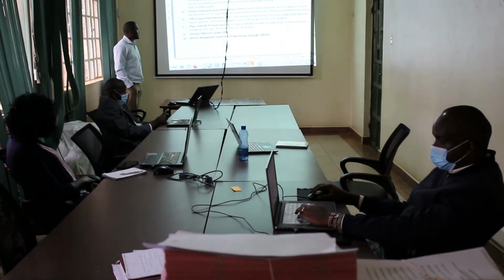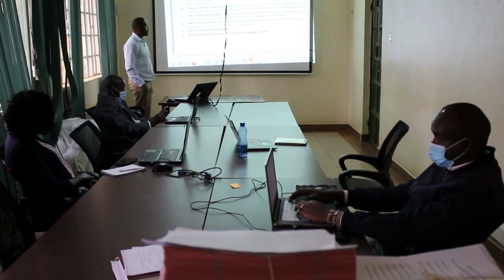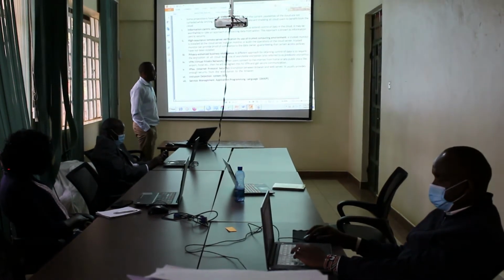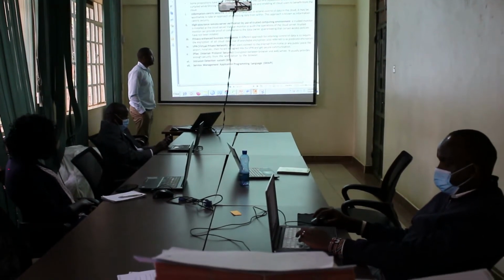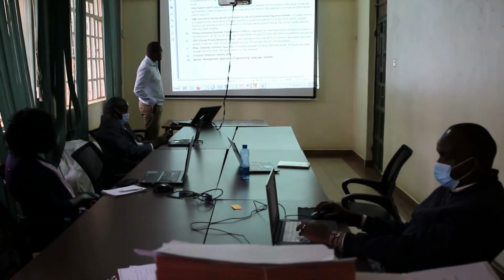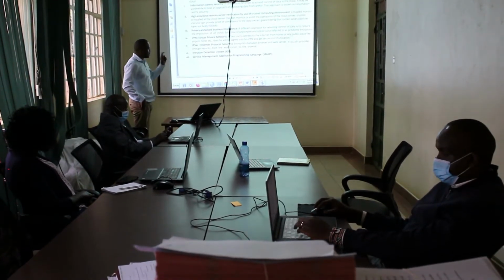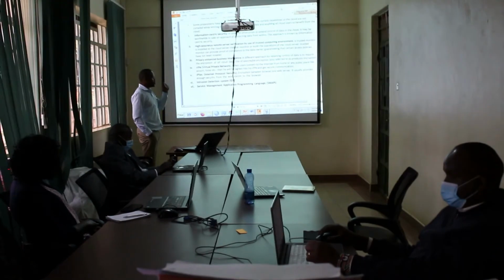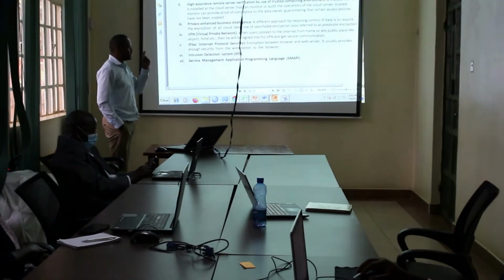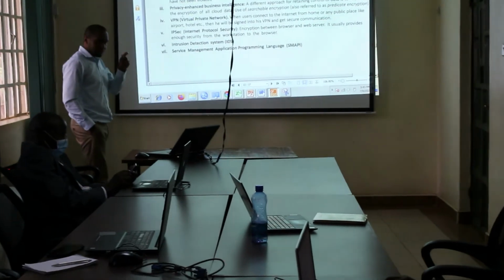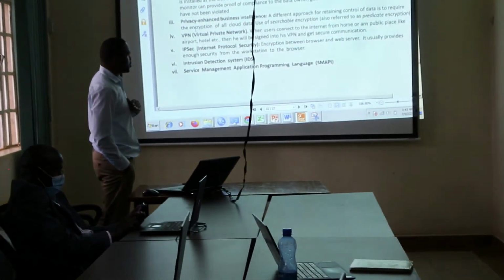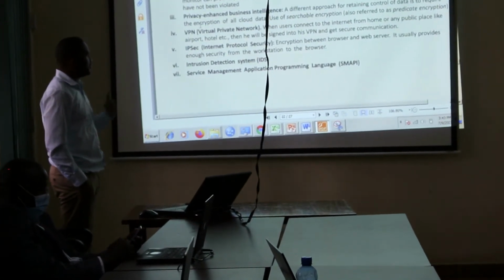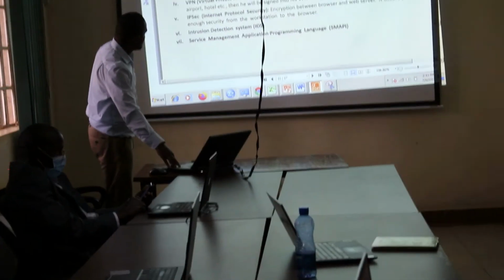The fifth one is installing IPsec, or Internet Protocol Security, which provides encryption between browser and web servers. It usually provides enough security from the workstation to the browser. So in this particular case, you are encrypting your data on the browser's interface. Okay, so you have internet security at the browser's level, within the protocols of access on the computing network, right? So you have those security protocols within that particular level.